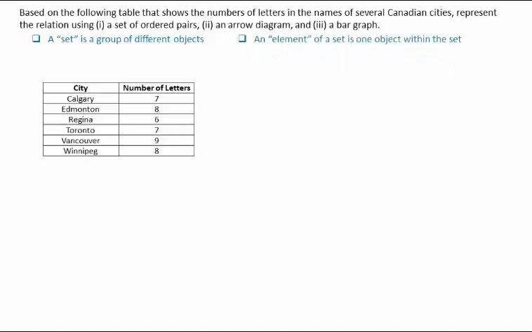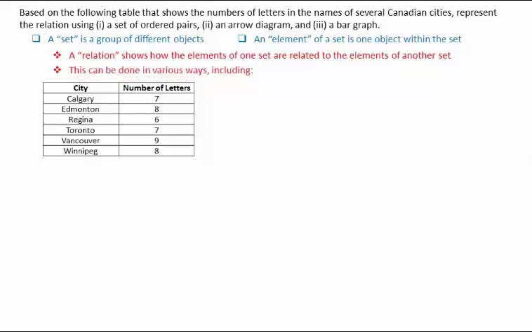A set is simply a group of different objects. An element of a set is one object within the set. A relation shows how the elements of one set are related to the elements of another set. This can be done in various ways, including a list of ordered pairs. Here, inside a set of parentheses or round brackets, we write each element of the input set, comma, and then the corresponding element of the output set.